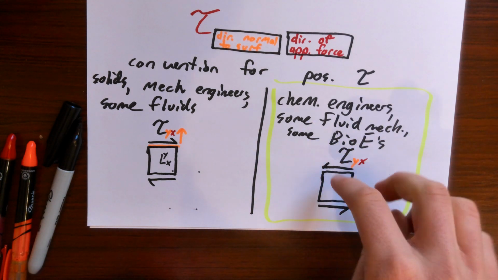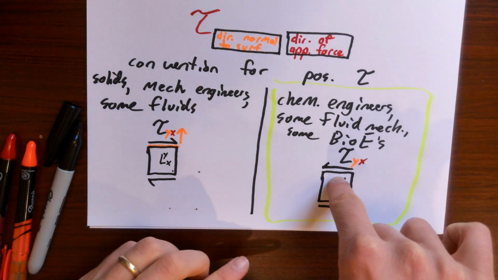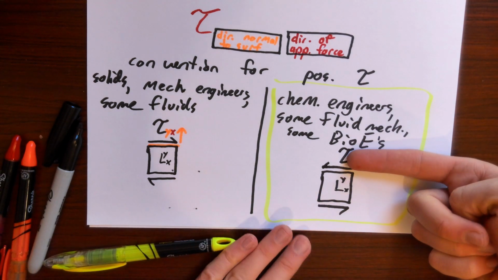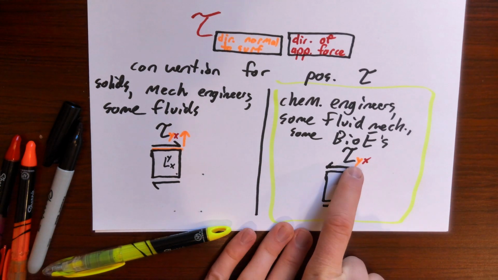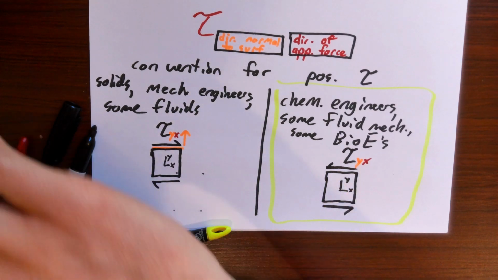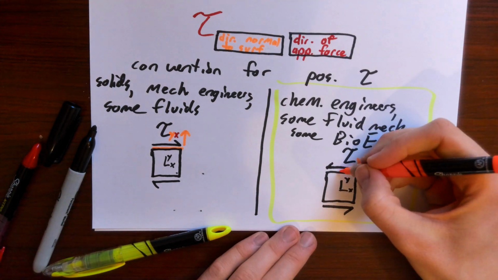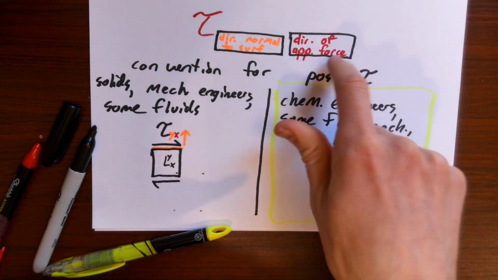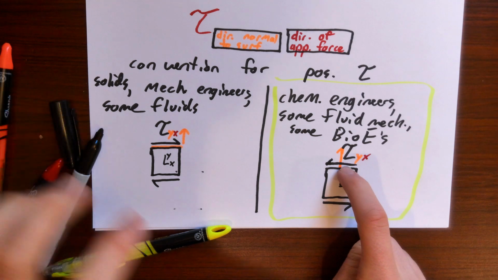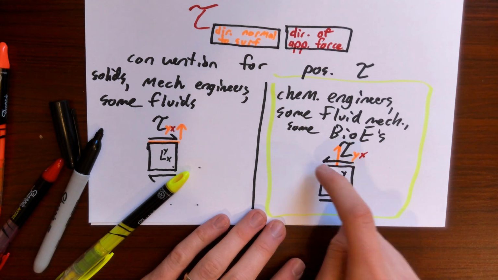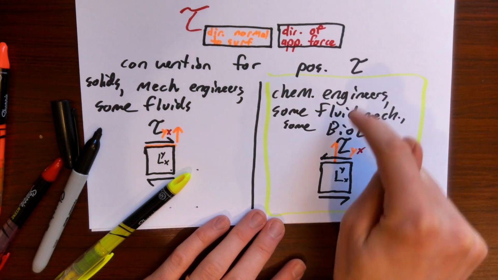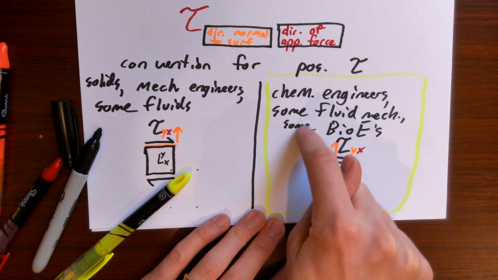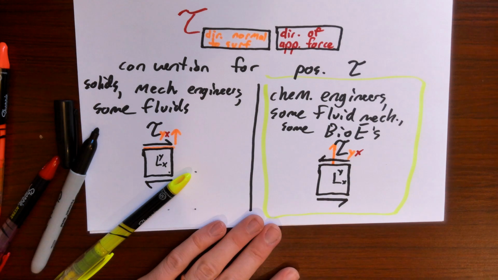So here we have it. This is what we mean by positive shear stress. Positive shear stress points the top of the surface this way, the bottom of the surface this way. The first subscript indicates a direction normal to the surface, and the second indicates what direction the applied force is in. In this case, the direction of the applied force is in the opposite direction of the x direction by definition for chemical engineers, fluid mechanicians, and some BIOEs, including us for this class.